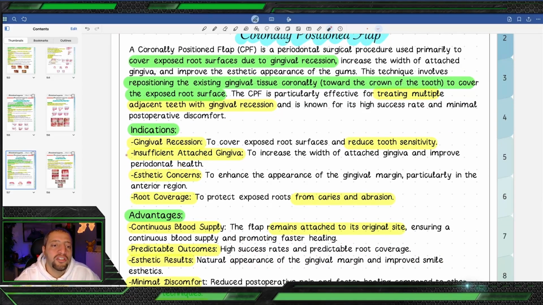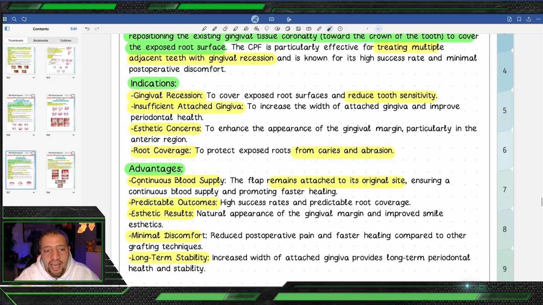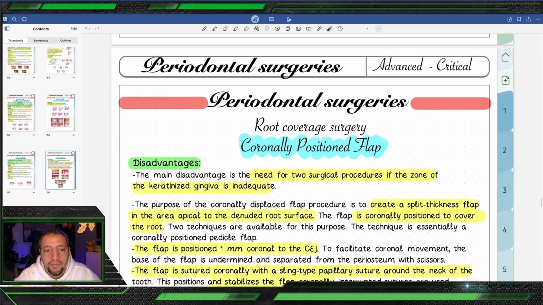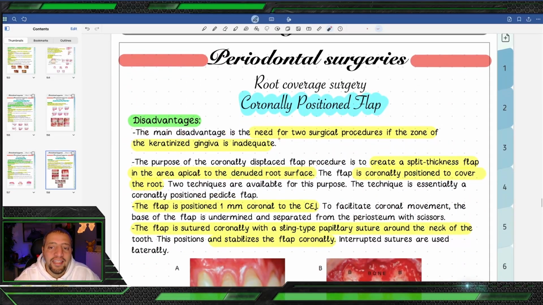Indication: gingival recession, insufficient attached gingiva, esthetic concern, and root coverage. Advantage: continuous blood supply, because this looks like the lateral positioned one. Predictable outcome: esthetic result, minimal discomfort, and long-term stability. Okay, disadvantage: need for 2 surgical procedures if the zone of keratinized gingiva is inadequate.